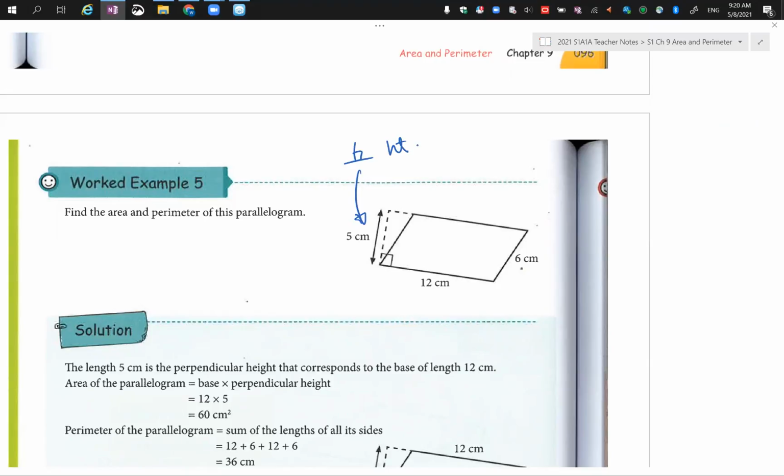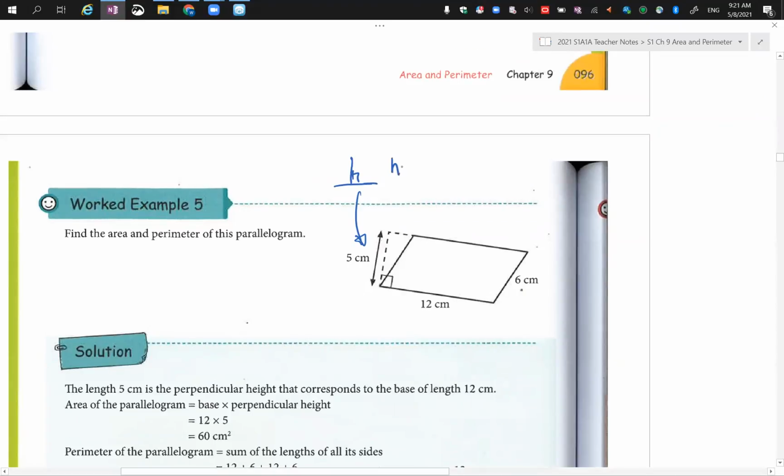When I'm finding the area of a parallelogram, sorry, what did I write? I wrote this symbol. This is called perpendicular. See that little 90 degrees? It means perpendicular. The next word is HT for height, because I'm too lazy to spell it out. Perpendicular height. This is what you need for your area.